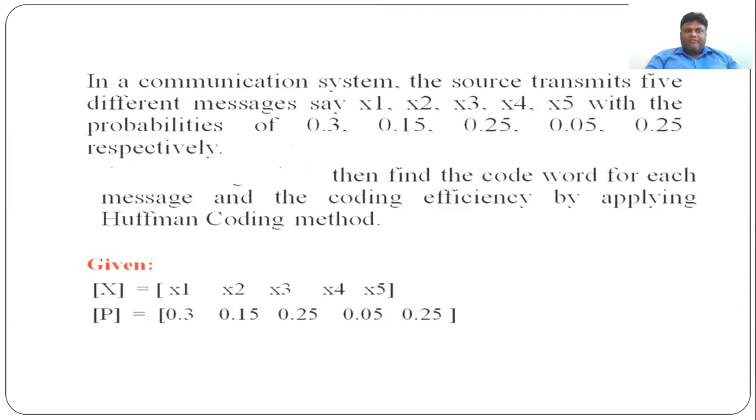They have given you 5 different messages with their corresponding probabilities. They have asked you to find the code word and the efficiency, I mean the coding efficiency, and that too you have to use the Huffman coding method. The first and foremost step of any problem is to write the given data. So you write the different messages x1, x2, x3, x4, x5 and their corresponding probabilities.